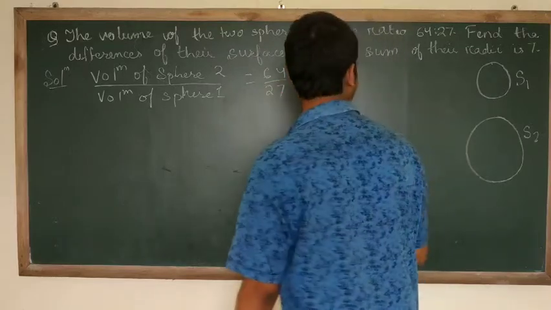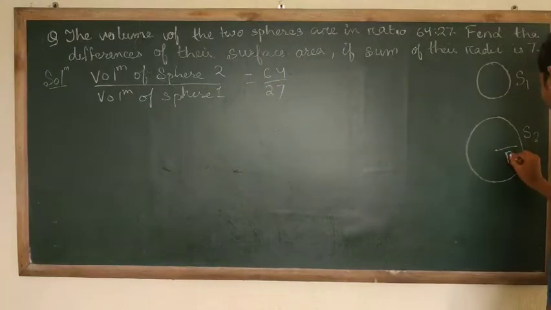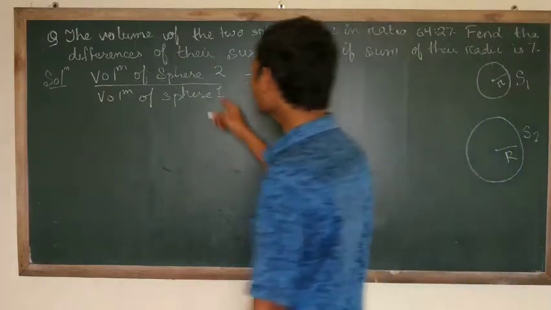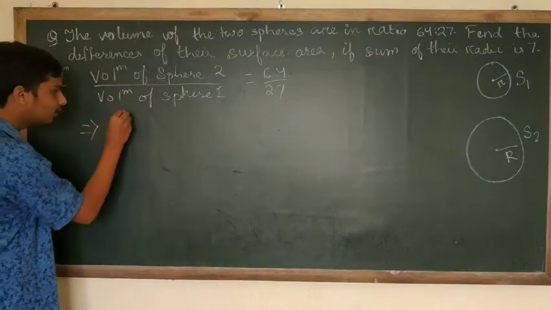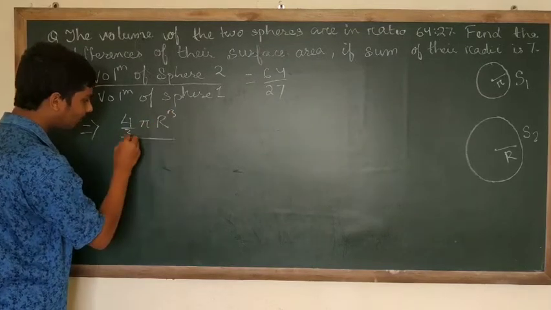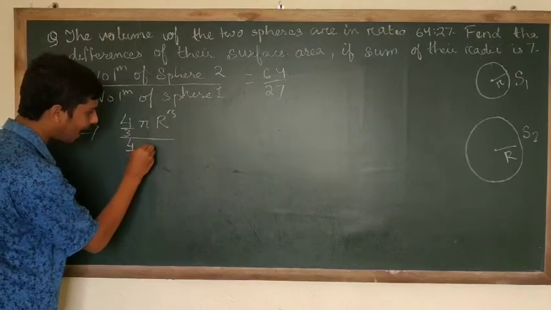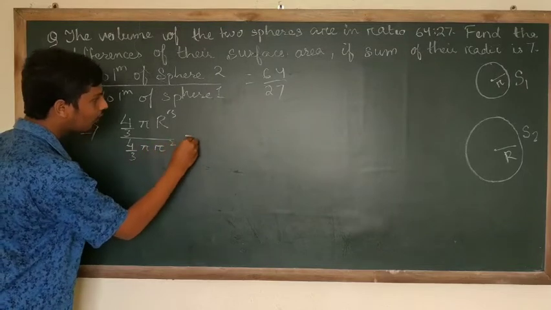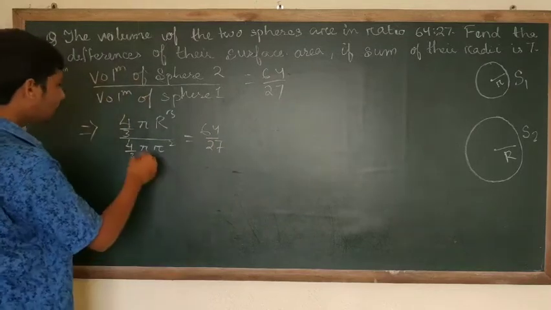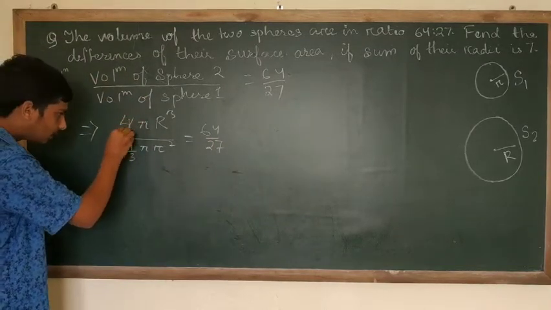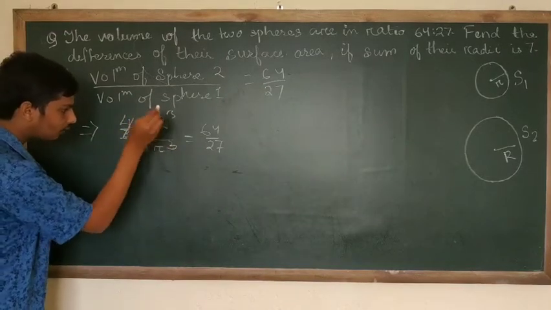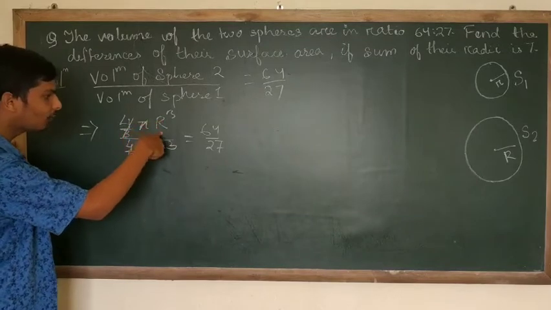Let the radius of the bigger one be R and the radius of the smaller one be r. So what is the volume of the sphere? It will be 4 by 3 pi R cube, and the smaller one is 4 by 3 pi r cube, equal to 64 by 27. Both are in the numerator, so 4 by 3 and pi get cancelled. We are remaining with R cube by r cube, bigger R cube by smaller r cube.